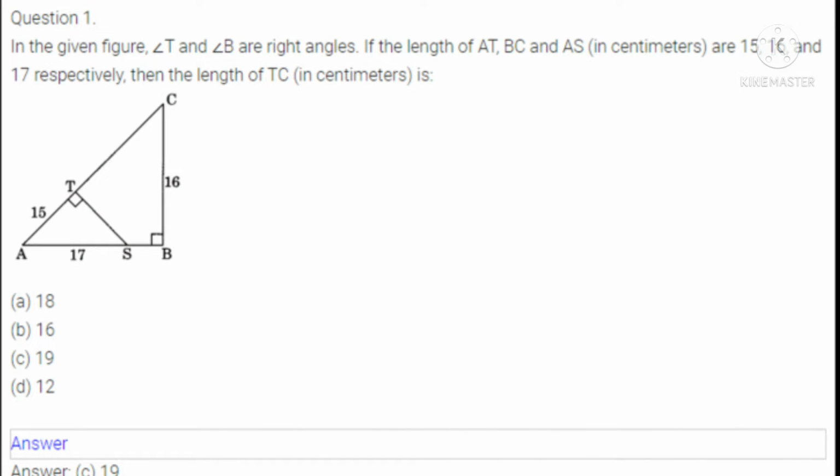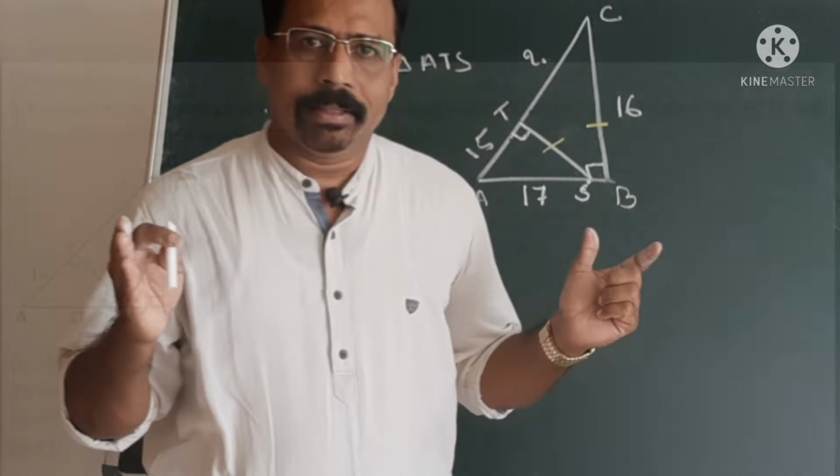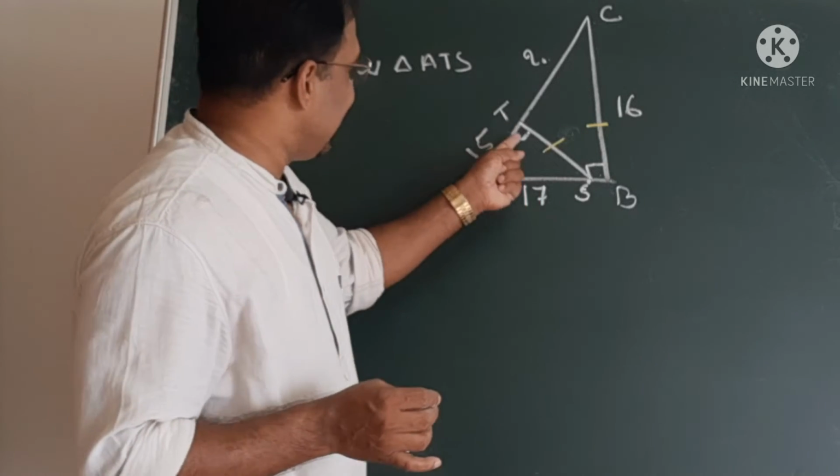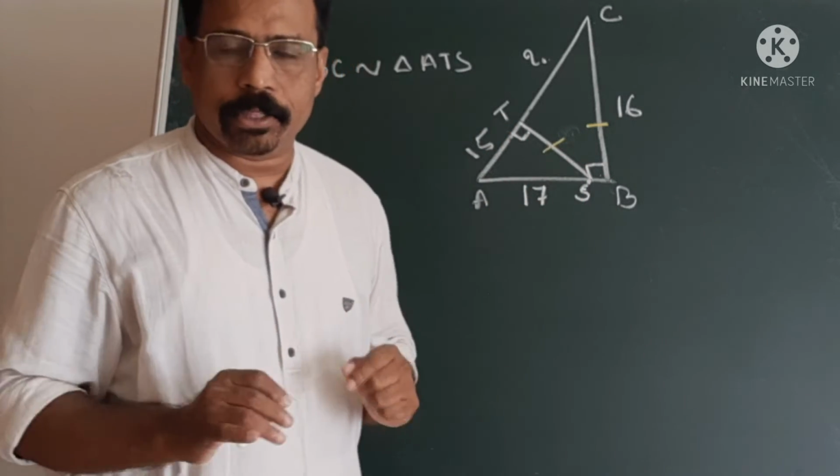So let us do the first question. In the given figure, angle T and angle B are right angles. If the length of AT, BC, AS are 15, 16 and 17 respectively, then find the length of TC. Now, first of all, let us understand the meaning of this question. It is given that angle T and angle B are right angles.